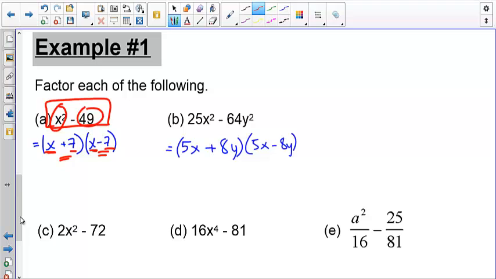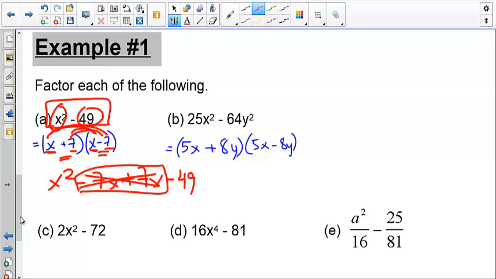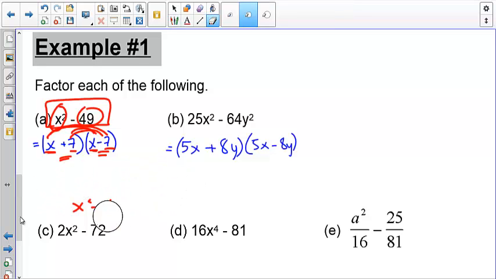X times x, so first, would give us x squared. Outside, x times negative 7, negative 7x. Inside, positive 7 times x, and positive 7 times negative 7 is negative 49. If I'm collecting like terms, those two like terms cancel each other off and leave me with x squared minus 49. Again, just a reminder that the stuff that I've written in red there is not part of the solution. It's just part of checking.